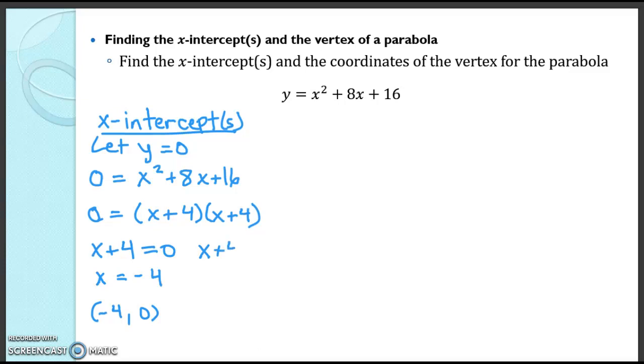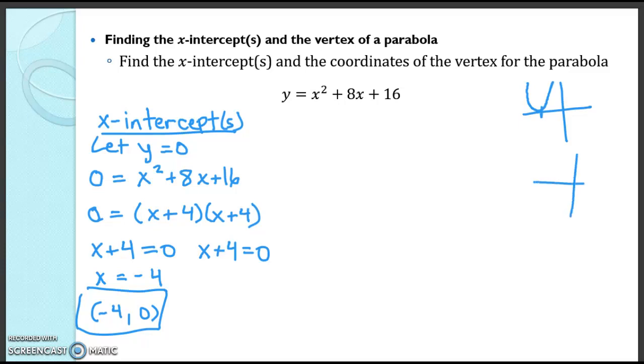Now I need to set both factors equal to 0 to get both possible x-intercepts. Okay, but they happen to be the same factor, so I'm only going to get one x-intercept. And what that tells me is that my parabola goes down and touches the x-axis right here.